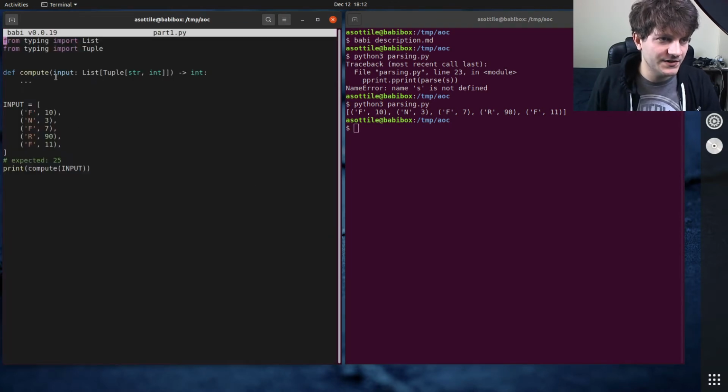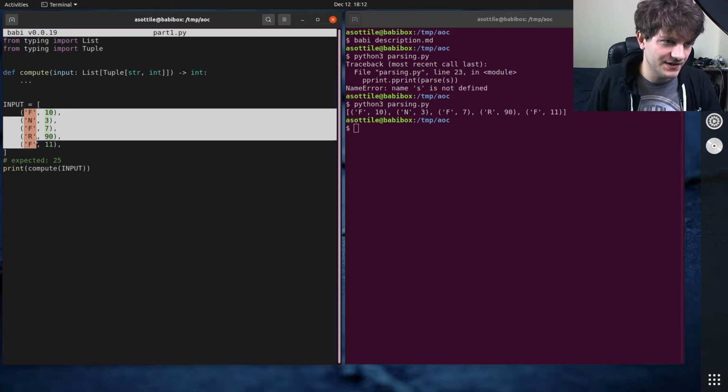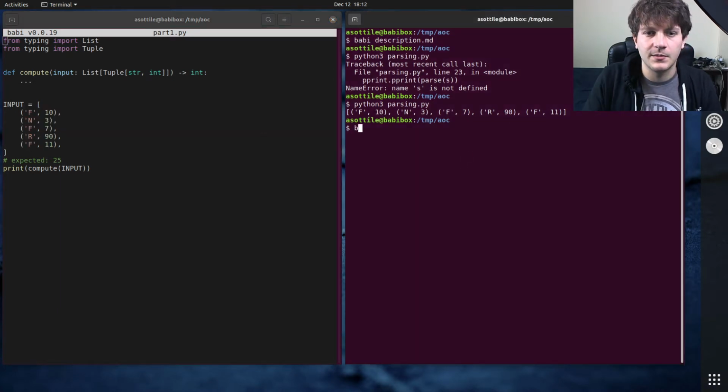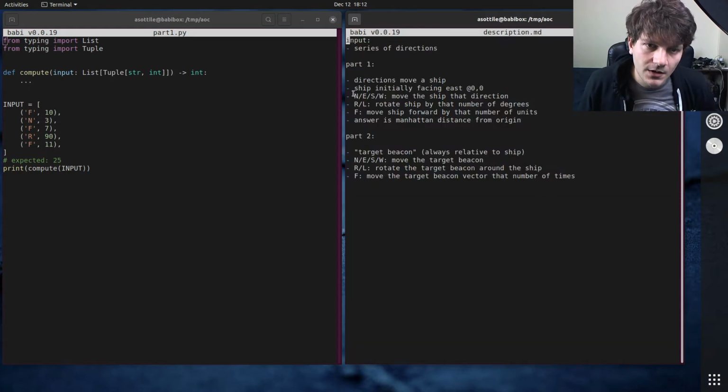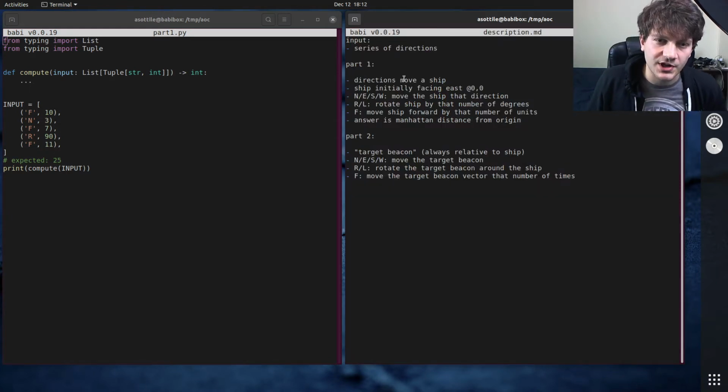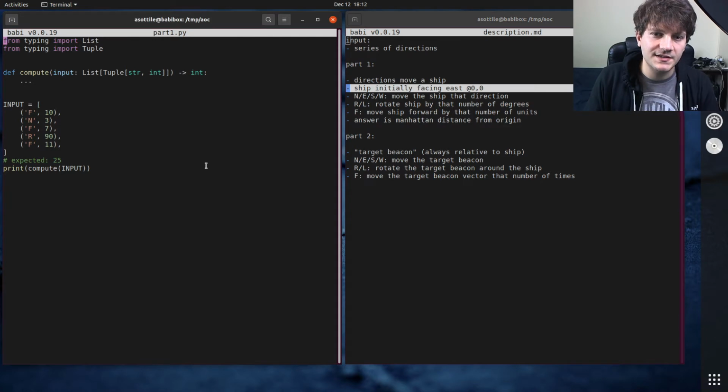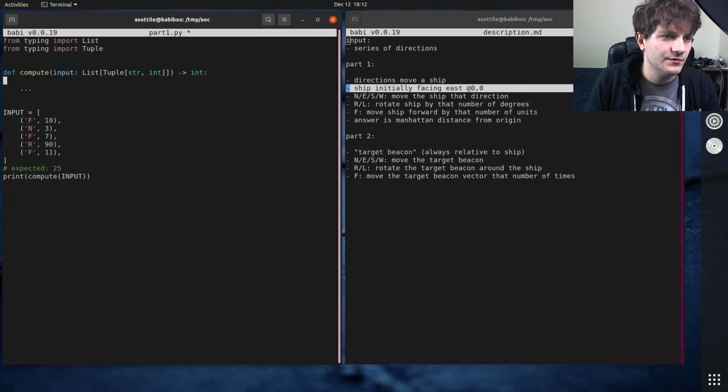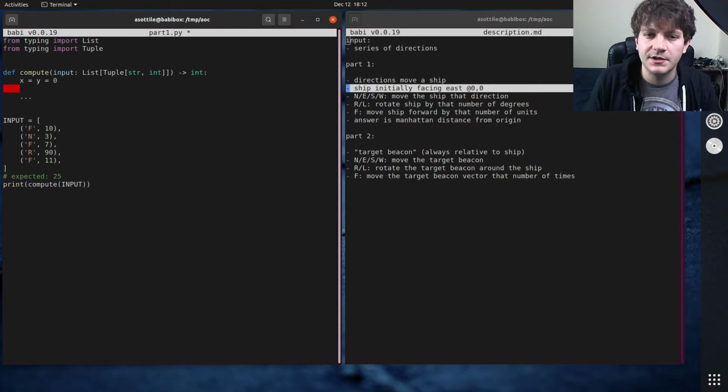Most of what we're going to be doing is figuring out what these directions do and then handling them. And if we look at our description here, these directions are going to move a ship. The ship is initially facing east at 0, 0. So this told me two things. X equals Y equals 0. That gives us our initial place.